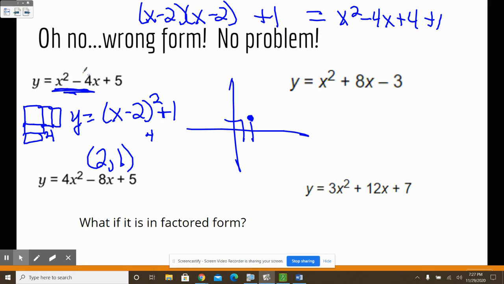Now I can do my stretch factor. Well, my stretch is 1, a is 1. So from here, I'm just going to go over 1, up a, or over 1, up 1, over 2, up 4a, or over 2, up 4, 1, 2, 3, 4 would be about here.